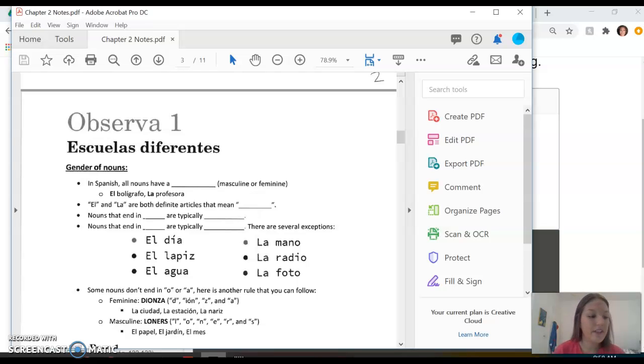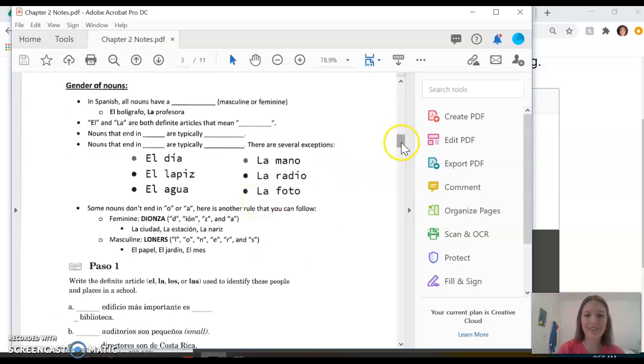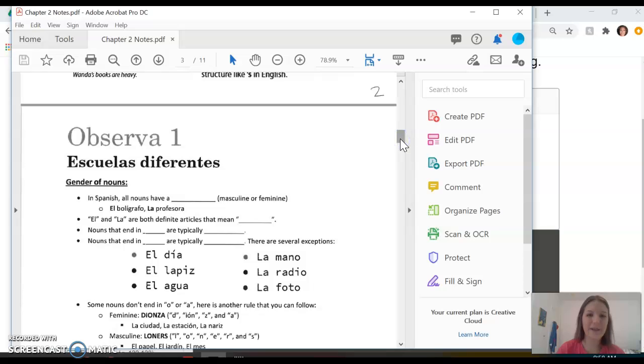All right, clase, for this section of your paquetes, you'll be filling out la página 3, page 3 of your notes titled Observa uno, Escuelas Diferentes. The topic is gender of nouns. So the page you should have out looks like this, Observa uno. Like I said, that's page 3. So as I go through the notes, go ahead and fill in the blanks with what you see on the slides, and then you guys will have a chance to practice, okay?